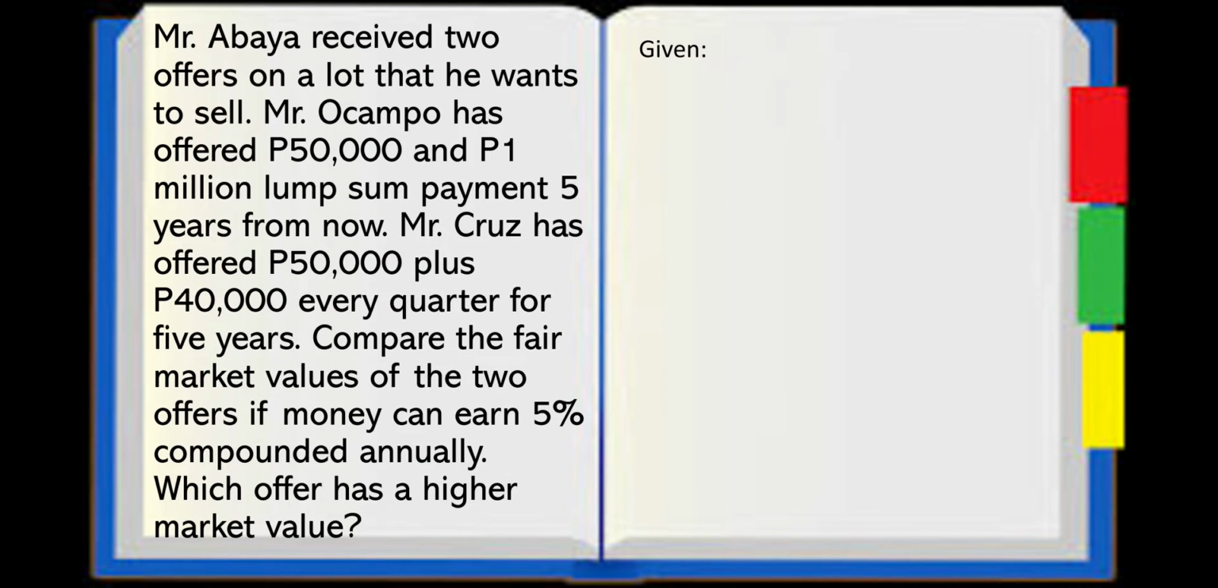For example, Mr. Abaya received 2 offers on a lot that he wants to sell. Mr. Ocampo has offered 50,000 and 1 million lump sum payment 5 years from now. And Mr. Cruz has offered 50,000 plus 40,000 every quarter for 5 years. So we're going to compare the fair market values of the 2 offers if money can earn 5% compounded annually. Which offer has a higher market value?